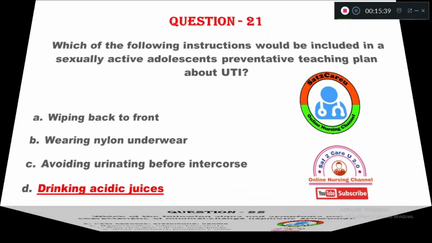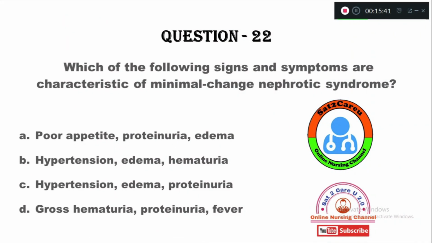Question number 22 now. Which of the following signs and symptoms are characteristic of minimal change nephrotic syndrome? Option A, poor appetite, proteinuria, edema. Option B, hypertension, edema, hematuria. Option C, hypertension, edema and proteinuria. Option D, gross hematuria, proteinuria and fever.